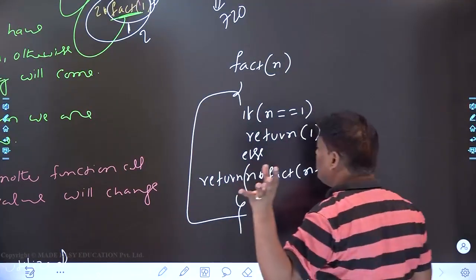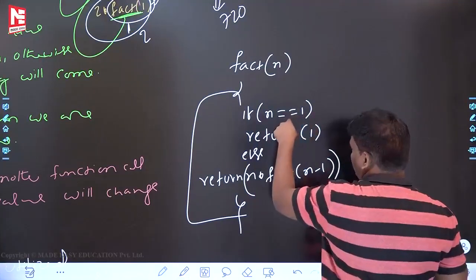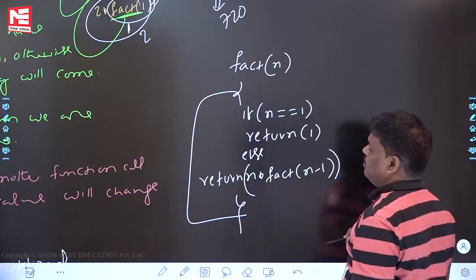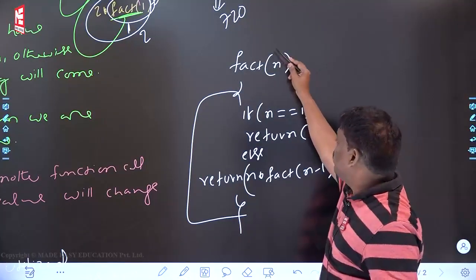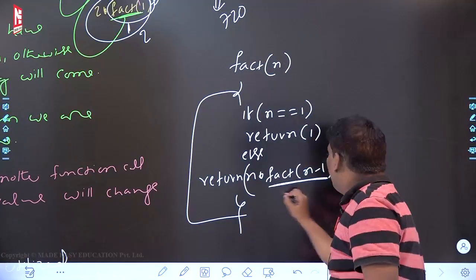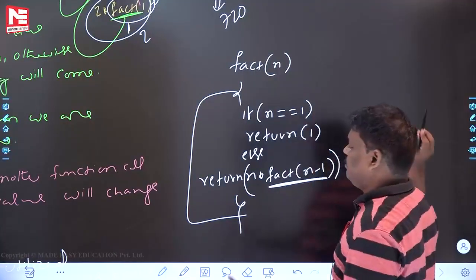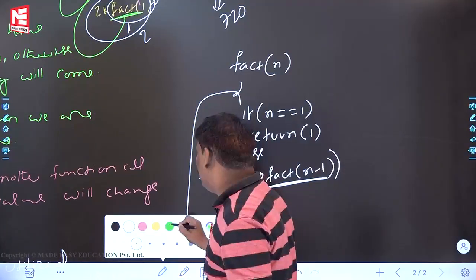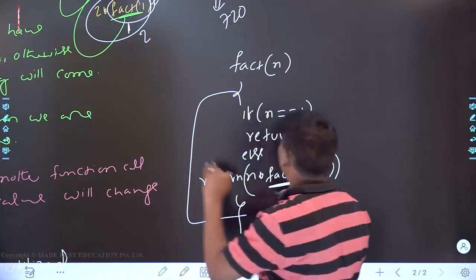If the problem n is very small, then return directly. If it is not small, then call n into fact of n minus 1. That is solving the bigger one in terms of the smaller. Some people ask, sir, how will it be done? Recursion will take care of it. Recursion keeps on calling, don't worry. Now some people ask, sir, can you give one small example?